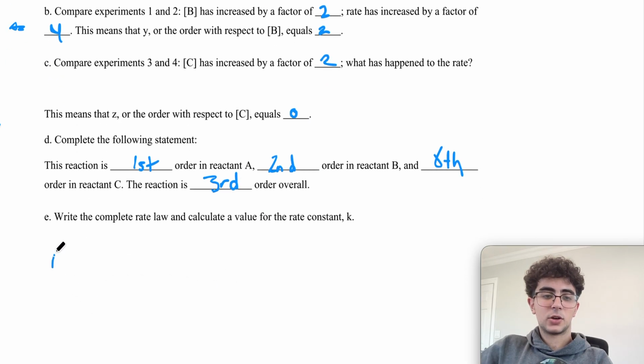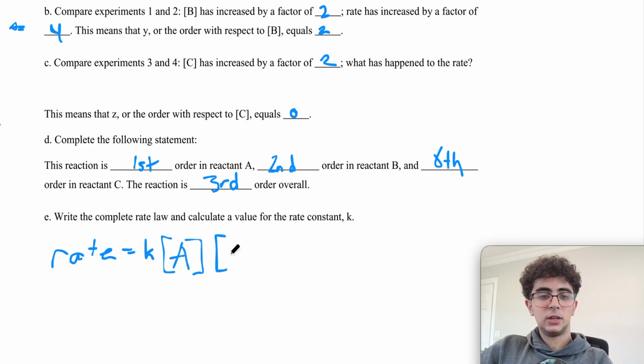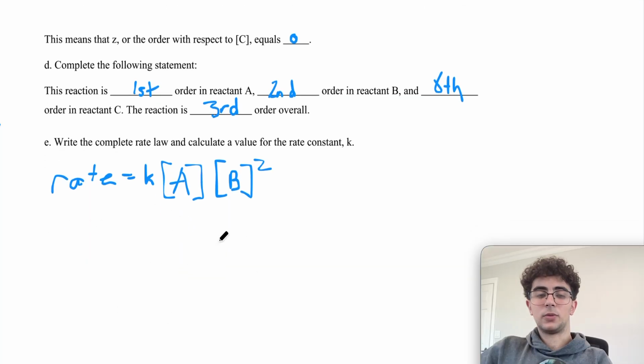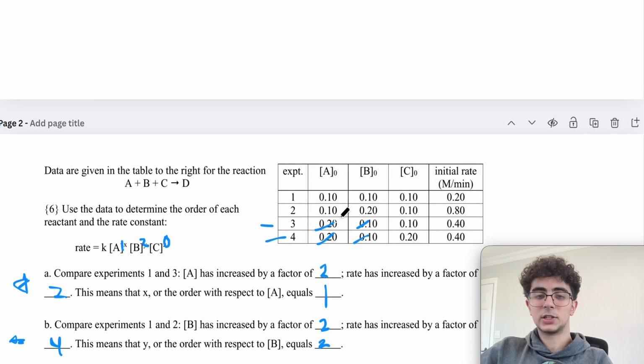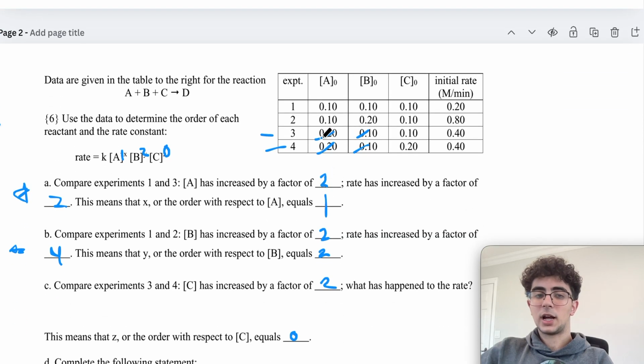So our final rate equation will be rate equals k times A to the power of 1, which is just A, B to the power of 2, and then since C is to the power of 0, we don't need to write C. So that's the rate law. We can go one step further and find the value of k. k is called the rate constant. So it's constant throughout the rate. I can pick any experiment and it'll calculate the same k because it's a constant, it doesn't change.